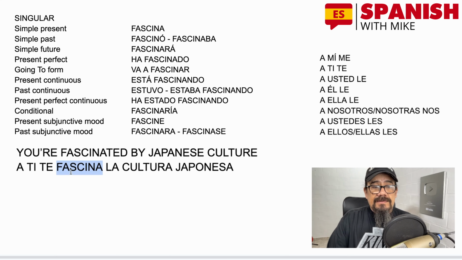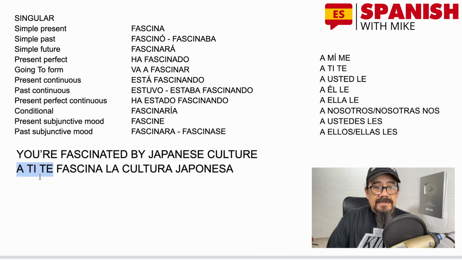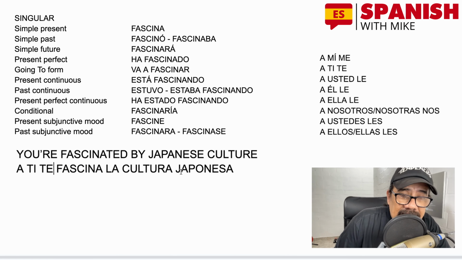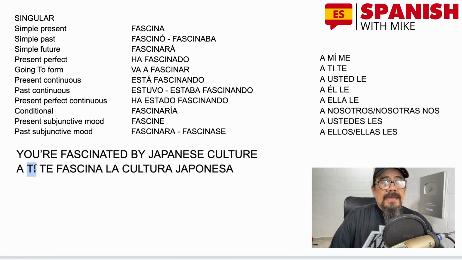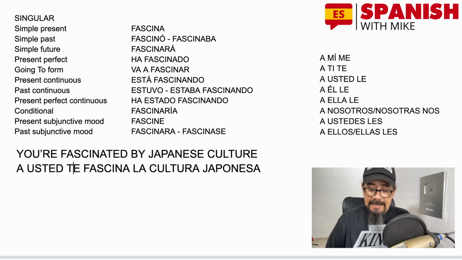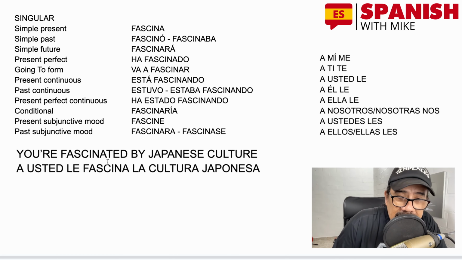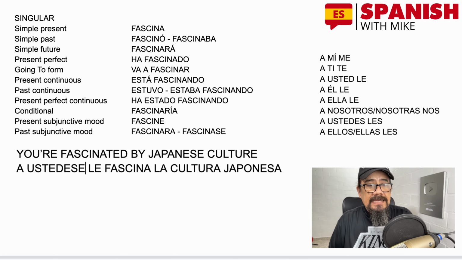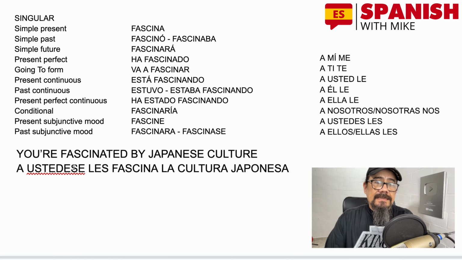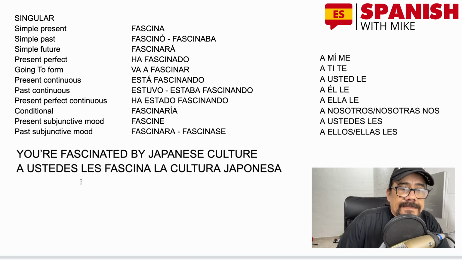This doesn't change. This changes. Would be te fascina la cultura japonesa, or a ti te fascina la cultura japonesa. Any of those. If it's you as usted, then it will be a usted le. A usted le fascina la cultura japonesa. And if it's you are ustedes, a ustedes les. Same thing. See, and now is when we say, oh yeah, it's not as hard as we thought.